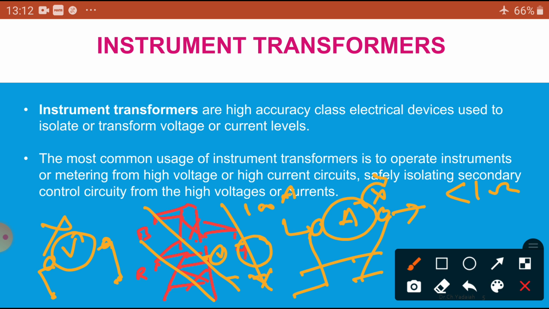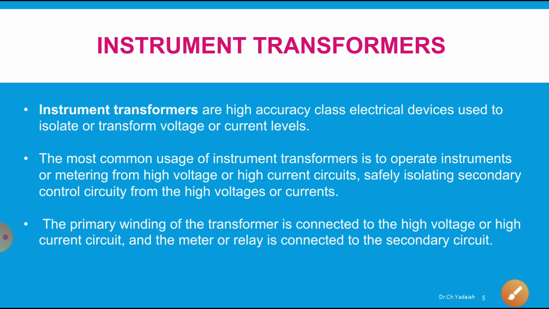Okay, now another is the primary winding of the transformer is connected to the high voltage or high current circuit, and the meter or relay is connected to the secondary circuit. Dear students, here our instruments are used for two purposes, not only one purpose. What are the two purposes, sir?